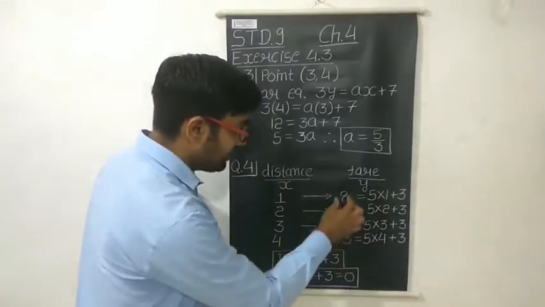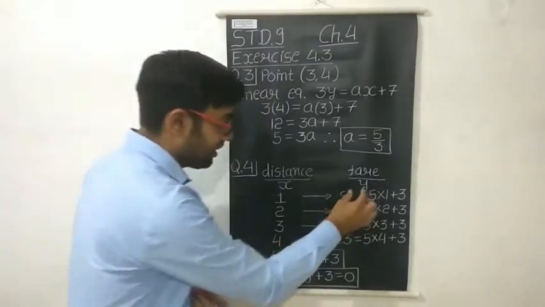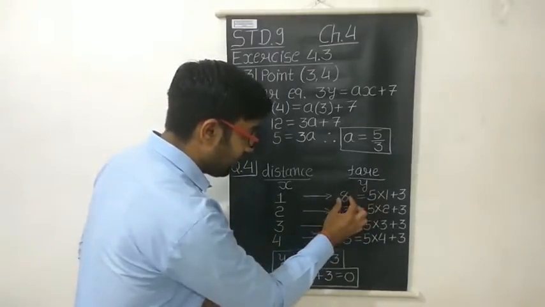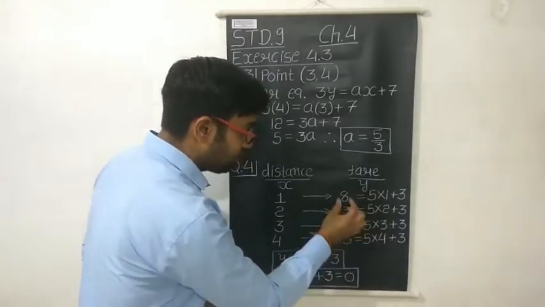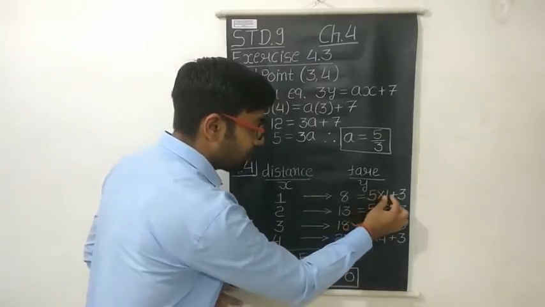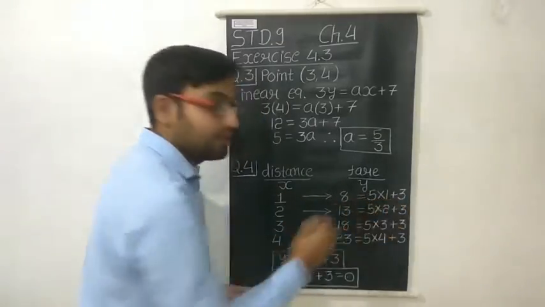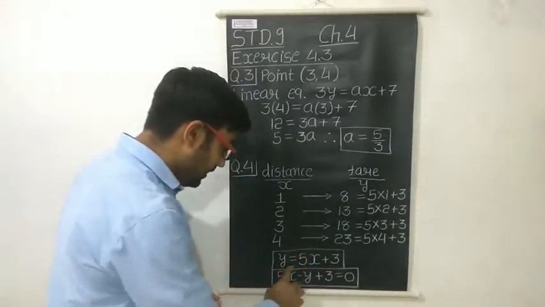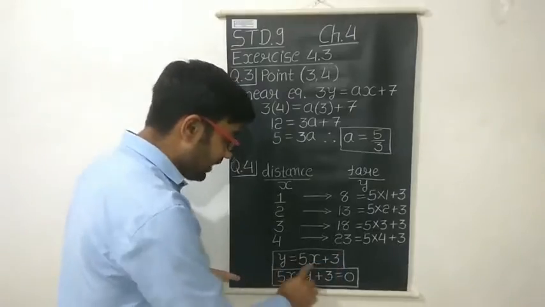So now these values 8, 13 and so on are what? This is the fare, that is y. So here we can write y equals 5, which is common, then what is this? This is x. So y equals 5x plus 3. In this way we relate the value of x and y.